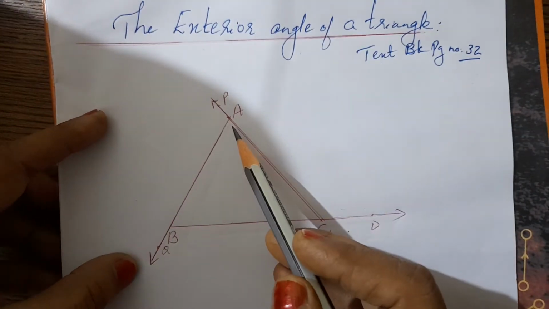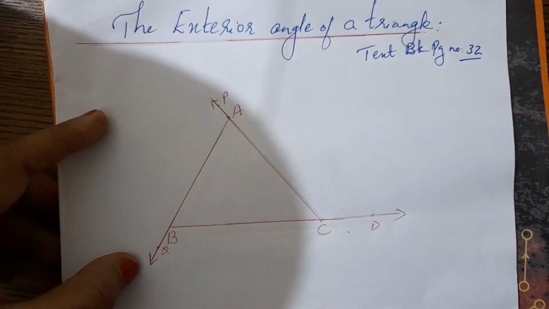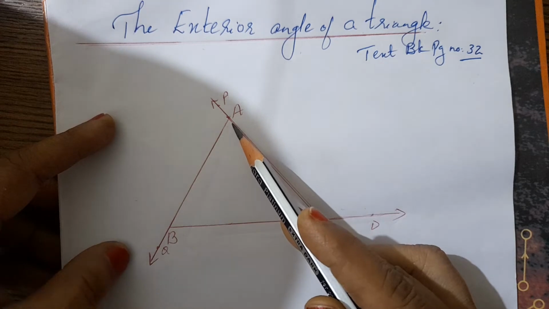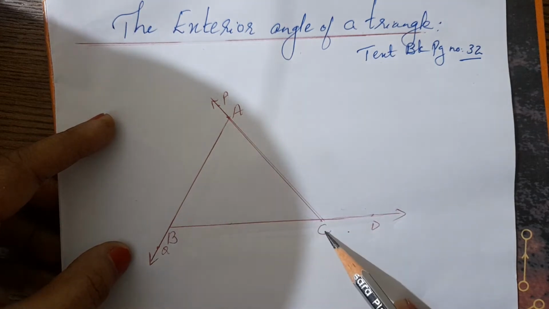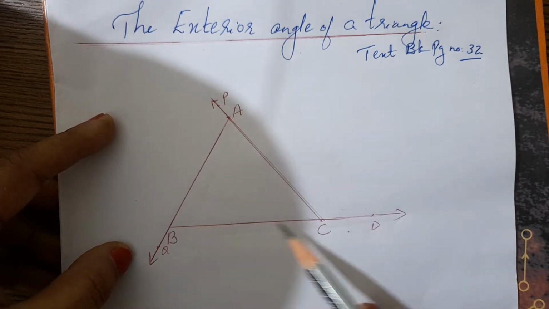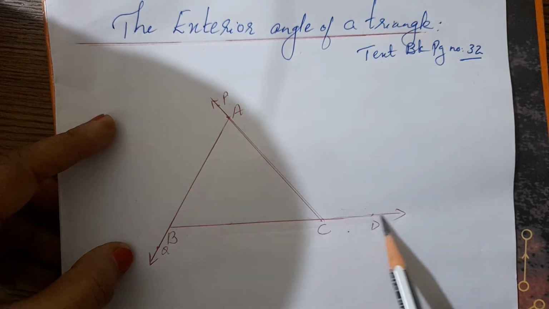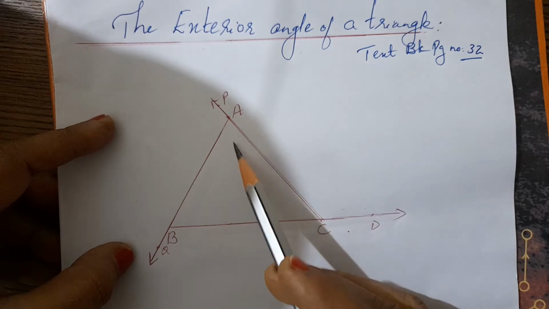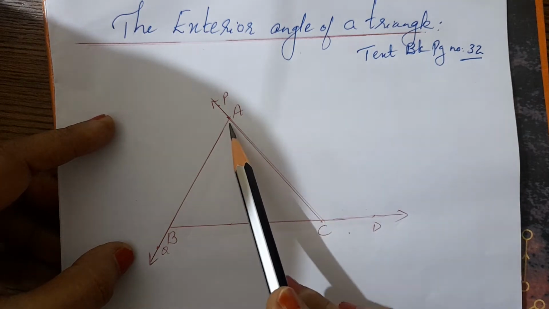Here you can see that I have just drawn the figure. You can also open your textbook page number 32 and see. Now here the figure is drawn. You can see triangle ABC. I have drawn triangle ABC and I have extended this side BC. So first of all, you are just concentrating on triangle ABC.